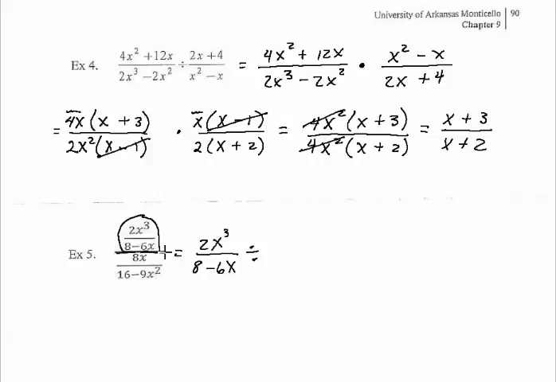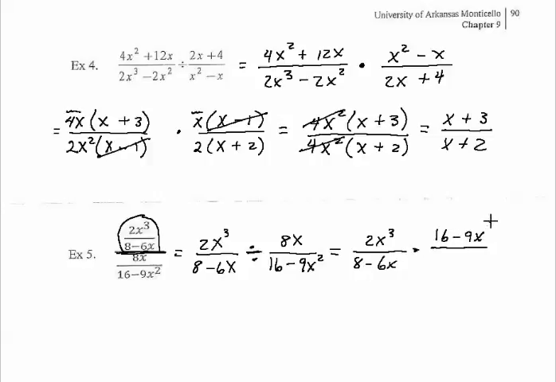The large division bar here should be replaced with a division symbol, and then we skip over to the right and we simply write the denominator, 8x over 16 minus 9x squared. So what we'll do first is take this and convert it to a multiplication problem. The first rational expression stays the same. For the second one, we use the reciprocal.